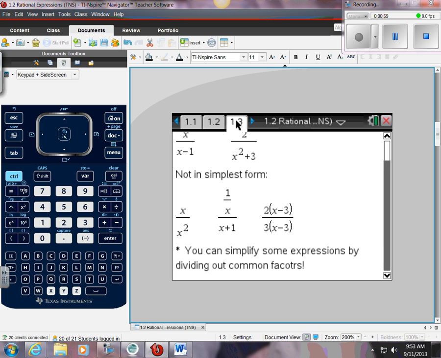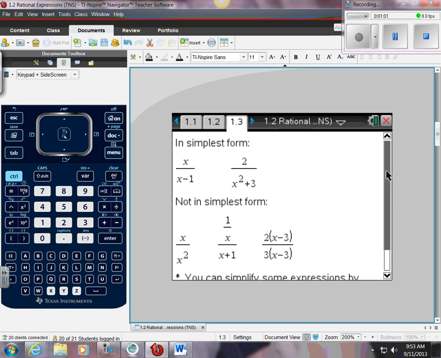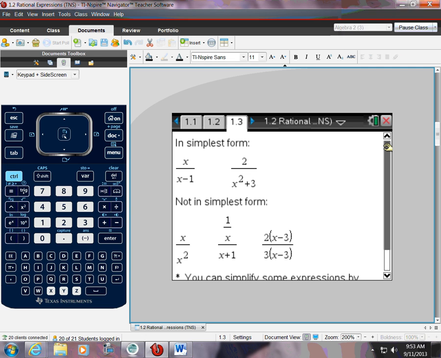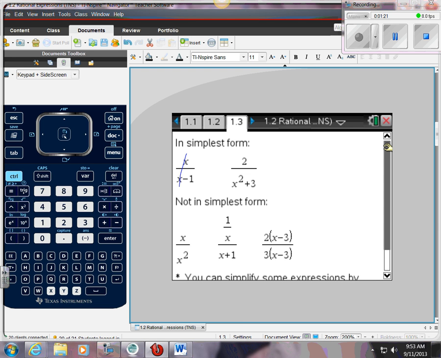So let's look at some differences between some that are in simplest form and some that aren't in simplest form. First one I have up here is x over x minus 1. This is in simplest form. Why? Because I can't factor it any further than it already is, and nothing cancels out here. How many of you, when you first saw this, wanted to do this? Anybody? I know some of you did, but we'll pretend like you didn't.